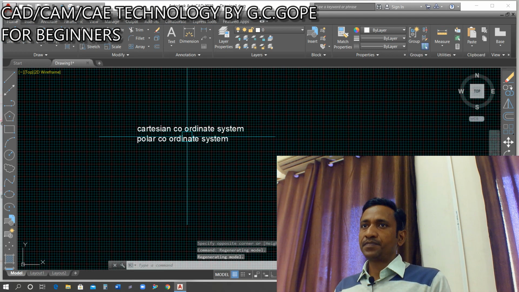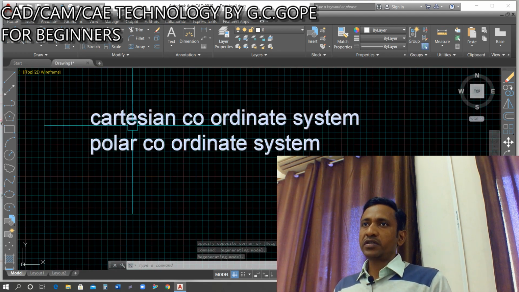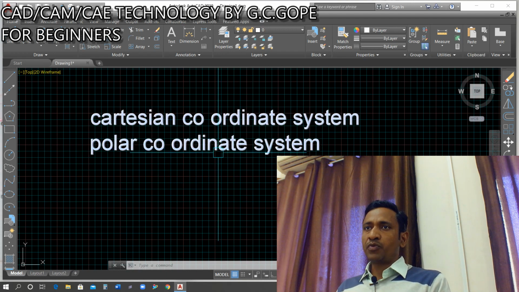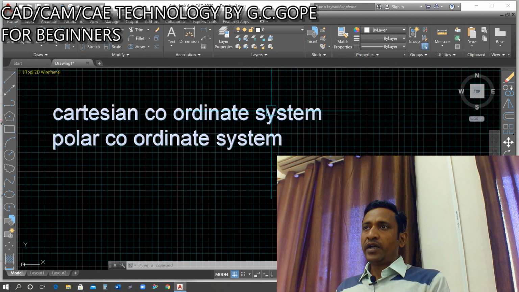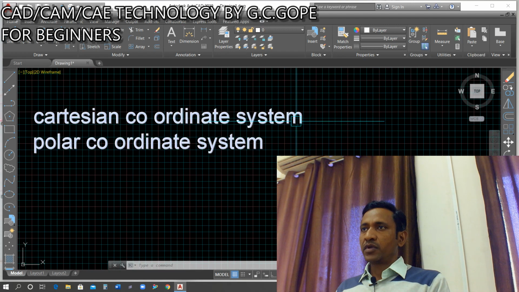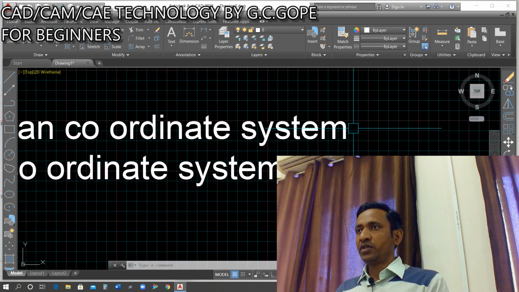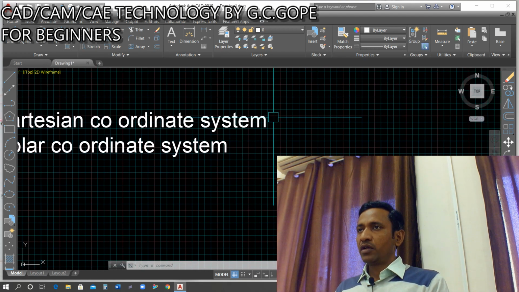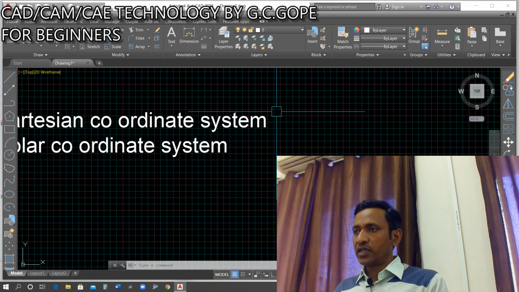So we can see we have first Cartesian coordinate system and second one is polar coordinate system. Under Cartesian coordinate system we use two types of dimension. The first one is absolute dimension and second one is polar dimension. Okay, the first one is absolute and second one is polar. So you can write it down.